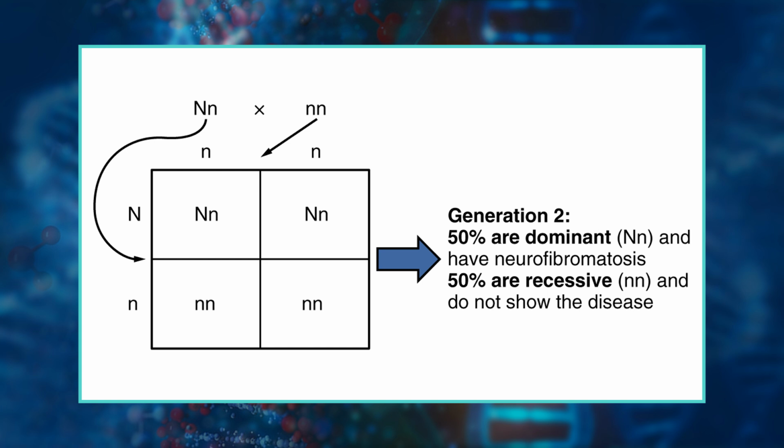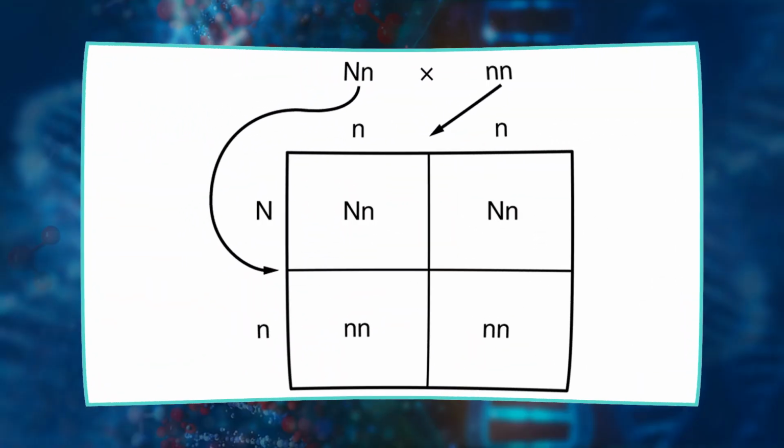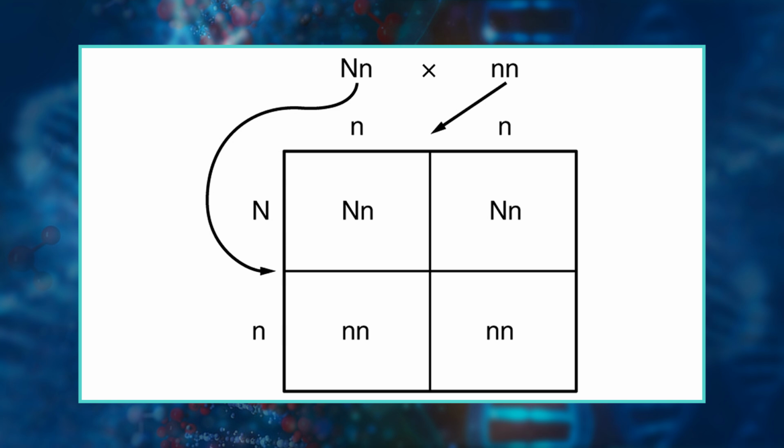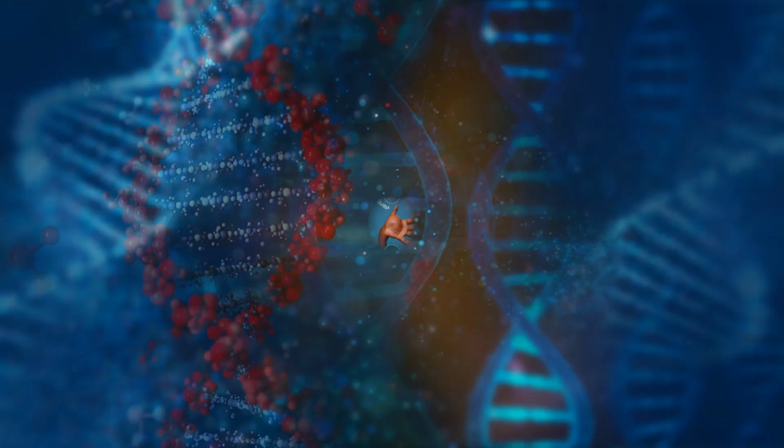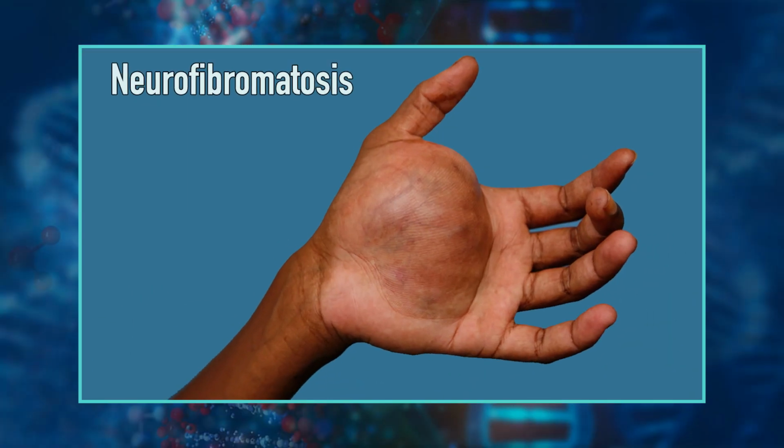The heterozygous parent would have a 50% chance of passing the dominant allele for this disorder to his or her offspring, and the homozygous parent would always pass the normal allele. Therefore, four possible offspring genotypes are likely to occur equally, that is capital Nn, small Nn, small nn, and small nn. That is, every child of this couple would have a 50% chance of inheriting neurofibromatosis.